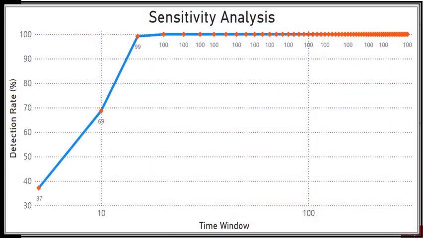Now here is the sensitivity analysis of the algorithm. When the time window is less than 14 seconds, the efficiency is less than 100%. When the time window was about 5 seconds, the efficiency is 37%. At 10 seconds, it increases to 69%. At the 14th second, it goes to 99%. And thereafter, the algorithm efficiency after the 16th second is 100%. So this was the experiment lab setup.